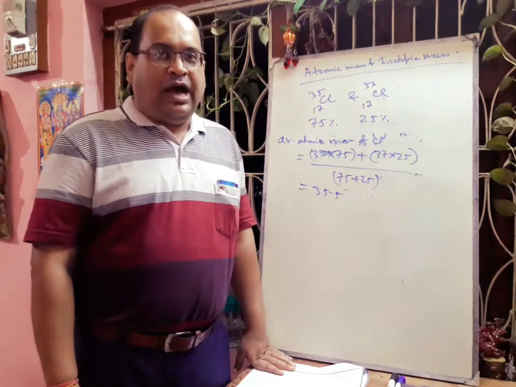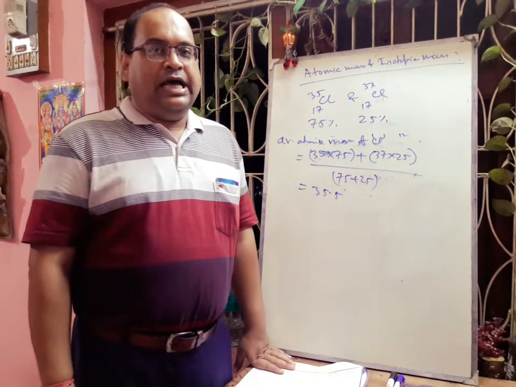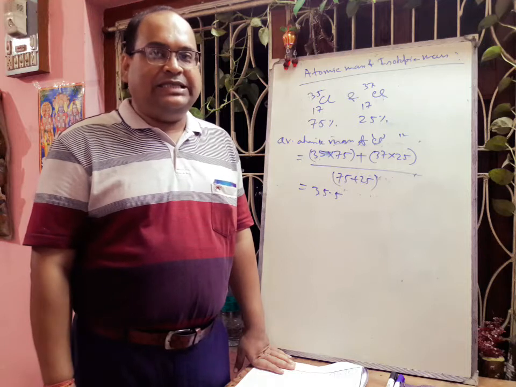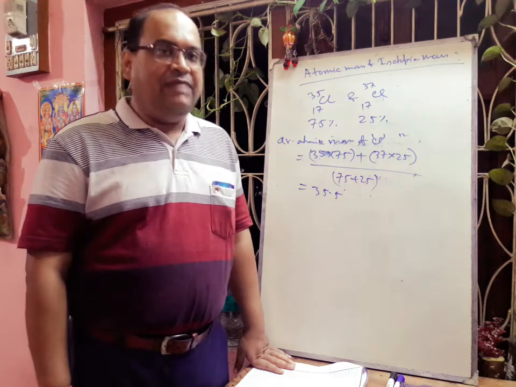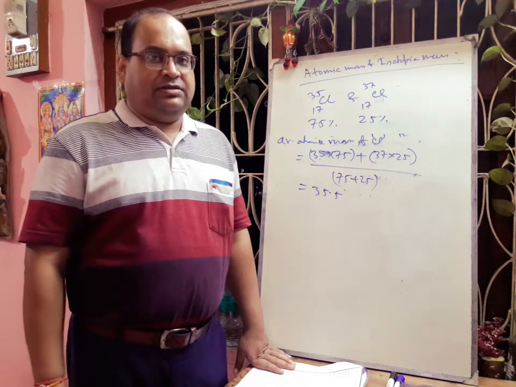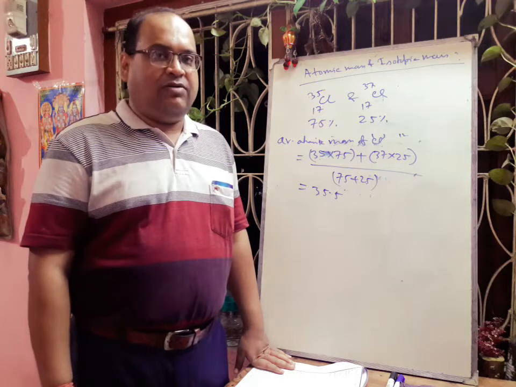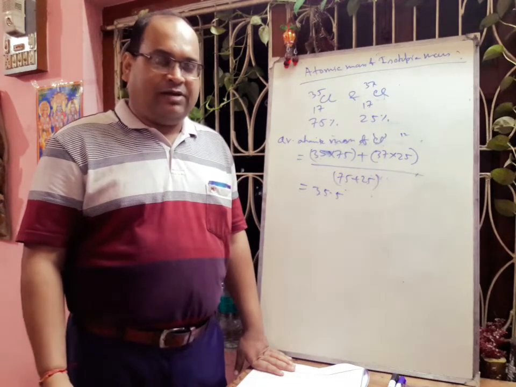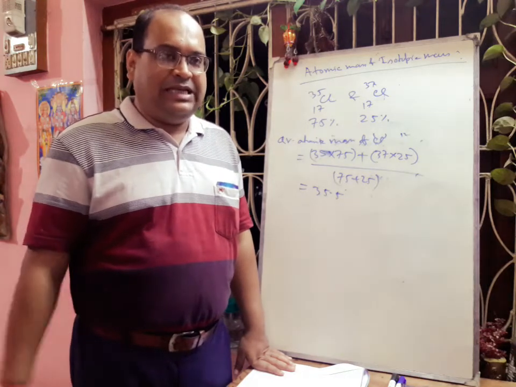Okay. Now we will discuss the gram atomic mass. So what will be the gram atomic mass? It is the atomic mass of an element in grams. Suppose we think about oxygen. What will be the gram atomic mass of oxygen? Okay. So we are considering one atom. So it will be 16 gram.